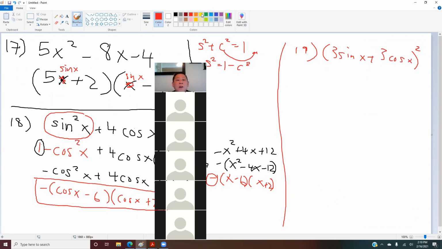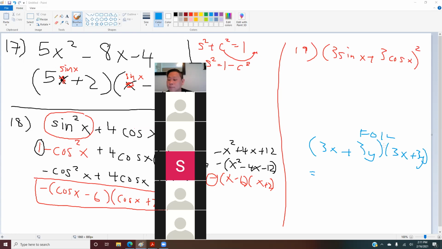Now, if students don't know how to multiply this, you just do what is 3x plus 3y times 3x plus 3y. Because when you square something, you multiply it. I just changed my sine x to become x, and my cosine x to become y. Does anyone know how to factor this one? Not factor, void. When they say multiply, they want you to void, not factor. Anyone? Voiding this? 3x times 3x.